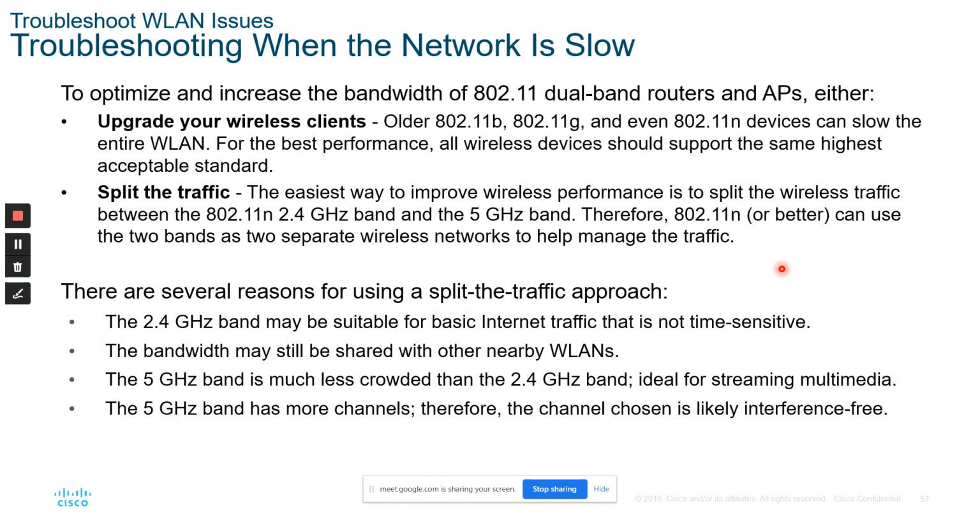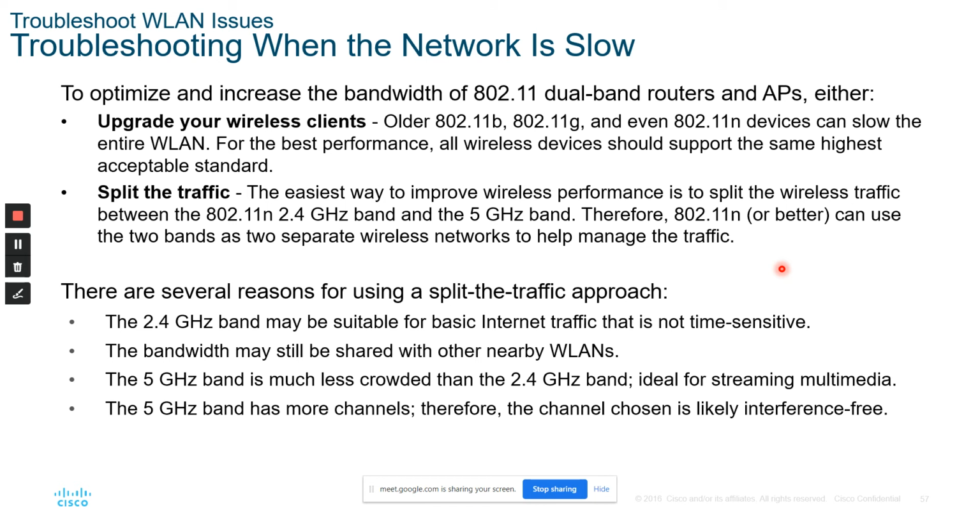Okay, now we can look at another one to optimize and increase the bandwidth of an 802.11 dual band router or AP. For this one, you can either upgrade your wireless client or you can split the traffic. To upgrade the wireless client, you might be running 802.11b. You can upgrade to 802.11n, and that might help you to boost the performance. Or you can split the traffic.